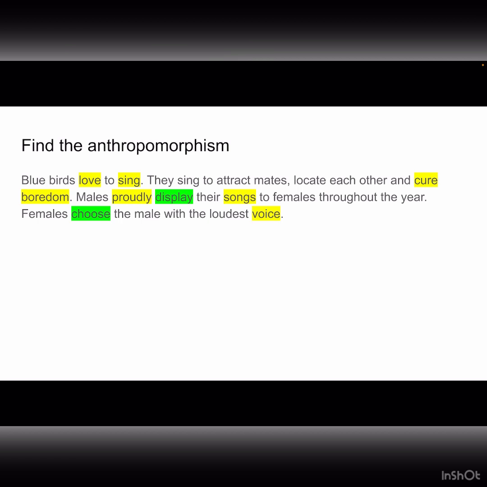Finally, we have voice. A voice is something that only people have, so it's anthropomorphic to say that a bird has a voice. We'd probably call it something more like a vocalization. While you went through this exercise, there may have been a couple of words that you thought were anthropomorphism but actually weren't. I highlighted those in green.